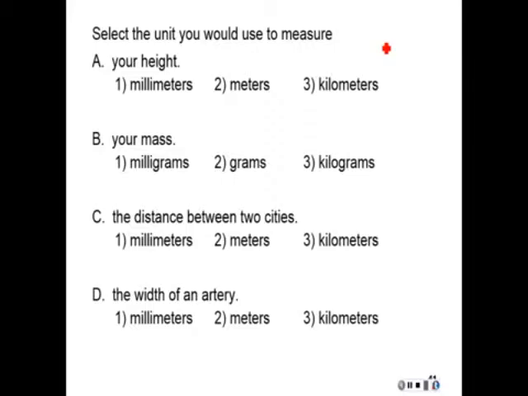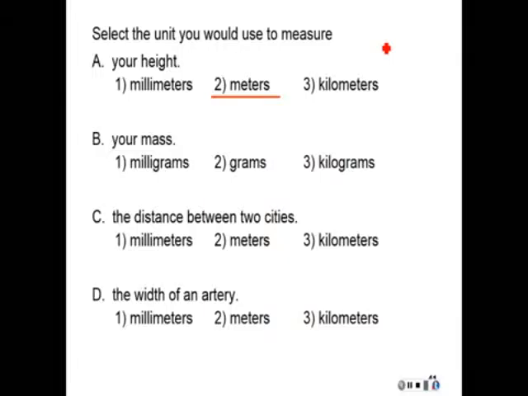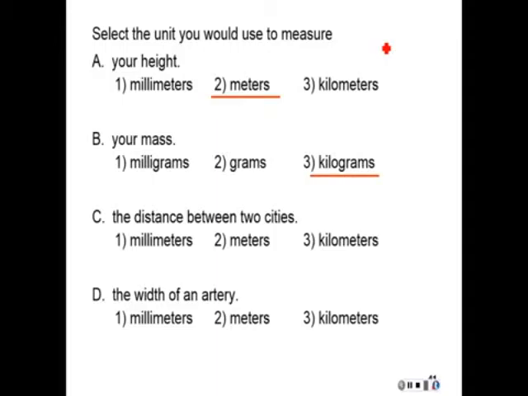Okay, here are the answers. Your height in meters. Millimeter would be way, way too small, and a kilometer is way, way too big. Your mass, kilograms. Grams, way too small. Milligrams, even smaller than that. To get an idea about how much you weigh in kilograms, just take your weight in pounds and divide it by 2, and it gives you a rough idea. How about the distance between two cities? That would be kilometers. How about the width of an artery? That's millimeters. Artery is so small.